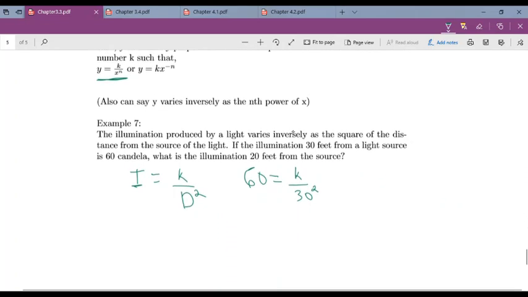Okay, so we need to figure out what 30 times 30 is. So 30 times 30 should give you, what, 900? And you can double, triple check me on that to make sure I'm right, but I'm pretty certain I am. So you rewrite this as 60 equals k over 900. Alright, so if I want to solve for k, then I'm essentially just multiplying 60 times 900, which should give us 54,000.